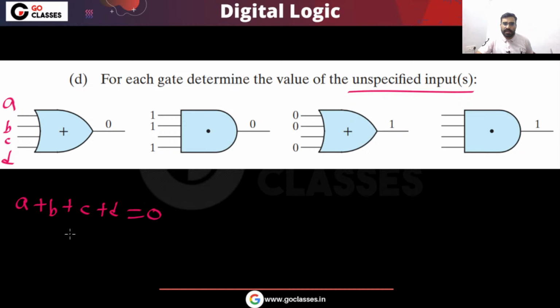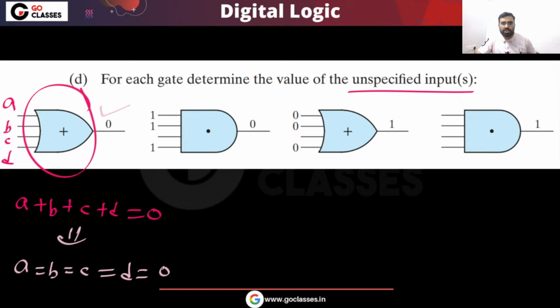Then what can we say? Then definitely we can say that all are 0. All must be 0, because you know that this is the OR gate. In the OR gate, if the output is 0, then all the inputs must be 0. Or I can say in the OR gate, the output is 0 if and only if all the inputs are 0.